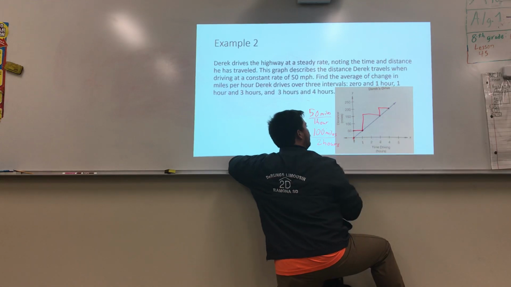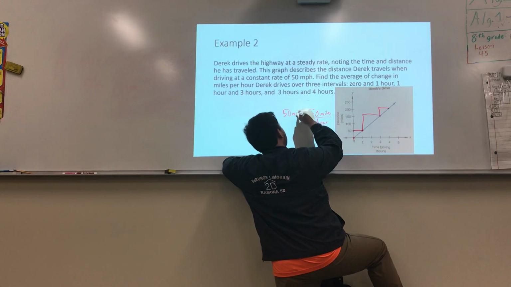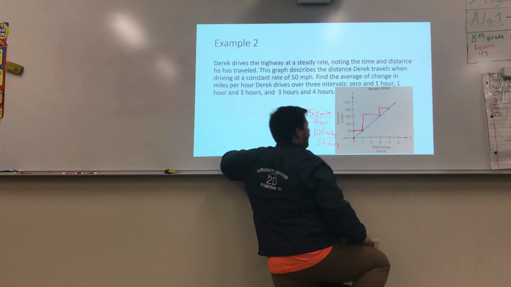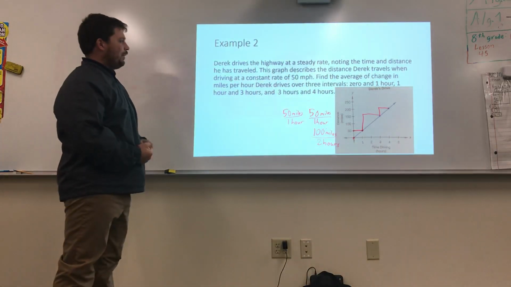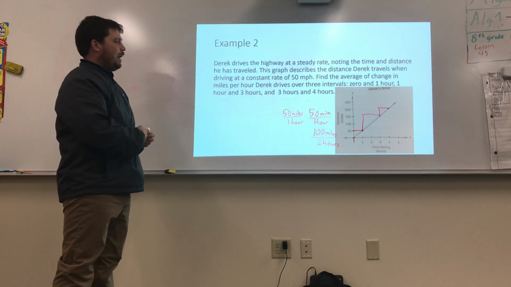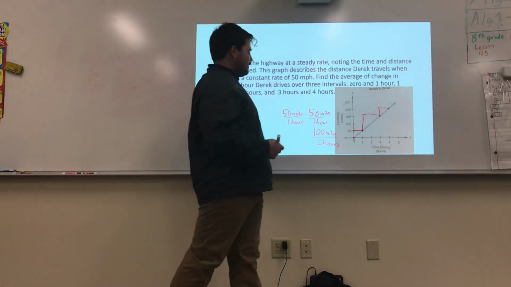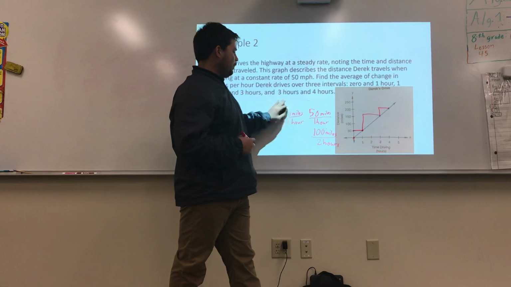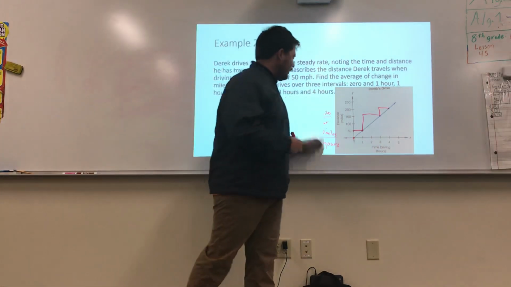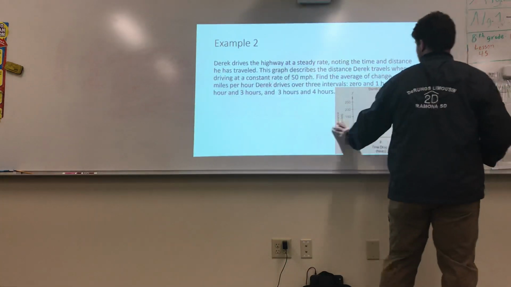Now, we go from 3 to 4, which once again is going to be 50 miles per 1 hour. Now, this is also how they get back to miles per hour. It's a ratio. We just turned it and used it as slope. And this is how you could represent a slope problem in real world situations.